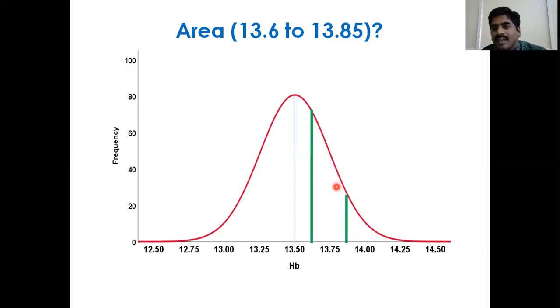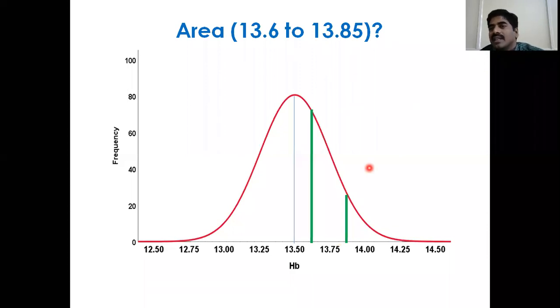We know the standard areas, but for any values, suppose 13.6 and 13.85, we cannot calculate the area between them using the normal distribution, because it depends on mean and standard deviation. For weight, the mean and standard deviation are different; for height they are different, and there are a number of distributions, so we cannot calculate the area between two values using the normal distribution. To solve this problem, we have to convert every normal distribution into a standard normal distribution.